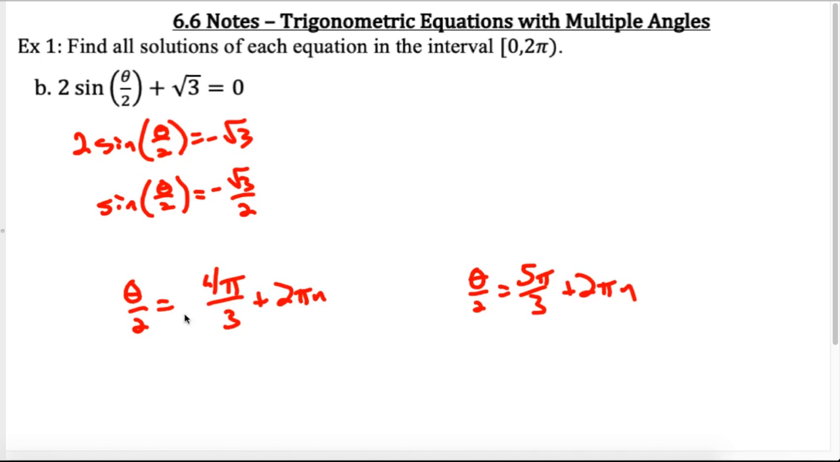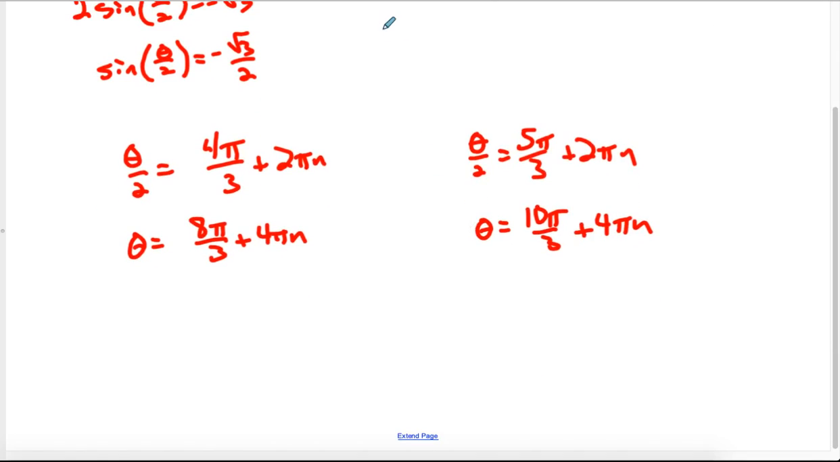So in this case, I'm going to multiply both sides by 2. Right? When I multiply both sides by 2, I'll get theta equals 8 pi over 3 plus 4 pi n. And here, if I multiply both sides by 2, I'll get theta equals 10 pi over 3 plus 4 pi n. Okay? So let's do the same thing that we did in the last problem. Let's take values of n and plug them in. So let's start with n equals negative 1.